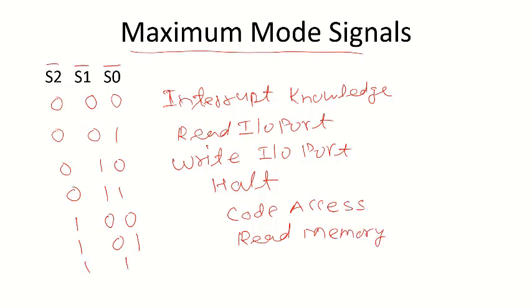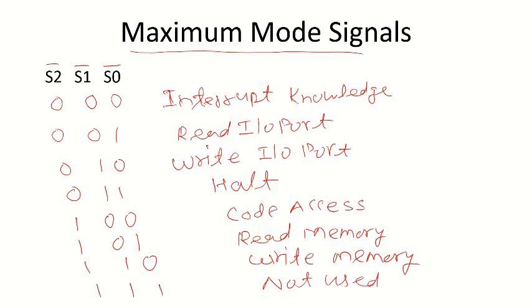And suppose this is 110, then it means write memory. And if it's suppose 111, that is not used. So this is all about the status pins. Okay, so three pins and signals we have discussed, S0 bar, S1 bar, S2 bar.